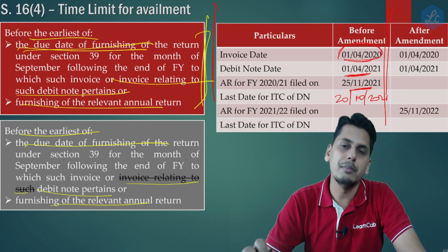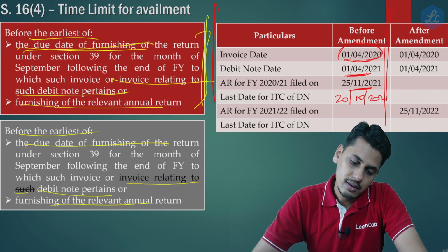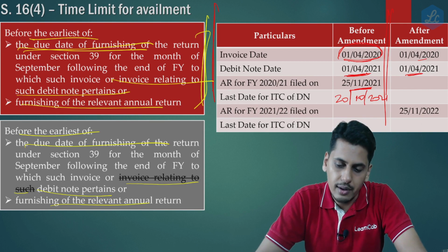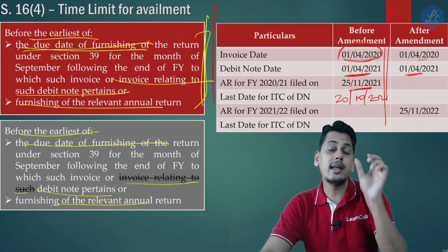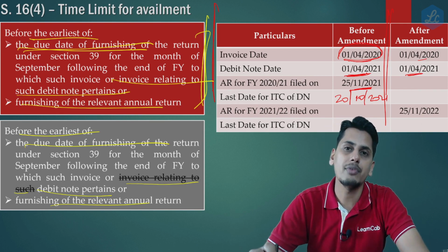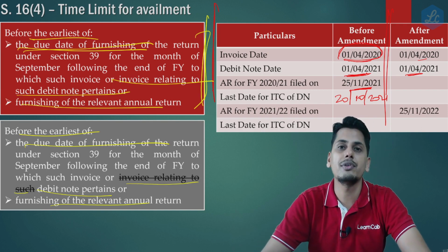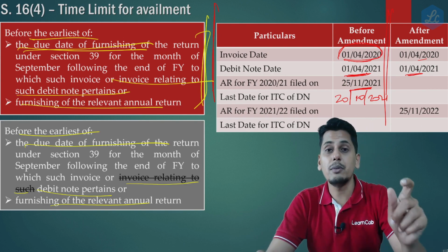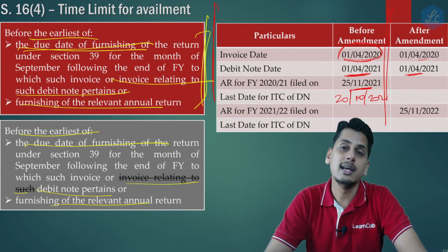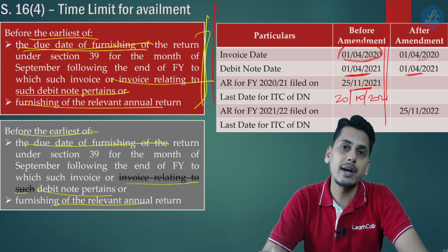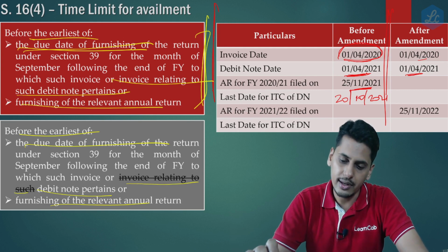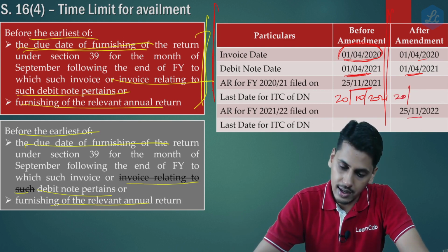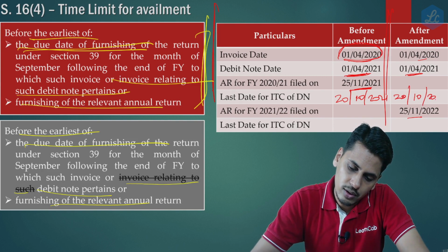Friends, after amendment, the same facts: invoice dated 1st April 20, debit note dated 1st April 21. Now friends, the last date is linked to the date of debit note and not to the date of invoice. So friends, the debit note fits into financial year 21-22. For financial year 21-22, the last date is September month following the end of the financial year, which means September 2022. The due date for filing is 20th October 2022. Annual return filed on 25th November 2022, whichever is earlier, you have 20th October 2022.